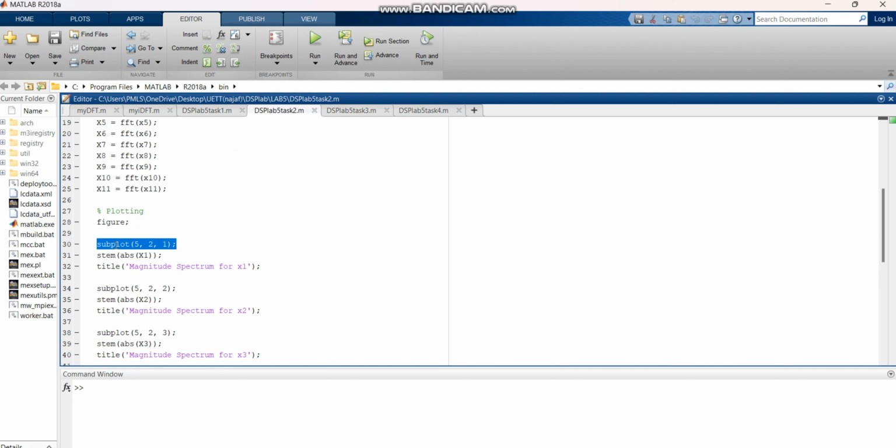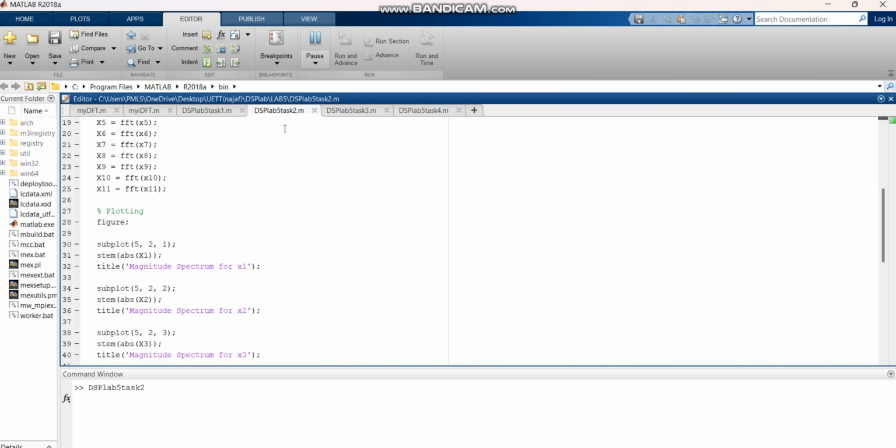For each subplot, we used a stem, ABS and the signal name to plot the magnitude spectrum of the corresponding FFT result X. Here, ABS is used to compute the magnitude of each fast Fourier coefficient. Stem is used to create a stem plot, and the title is used to set the title of each subplot.